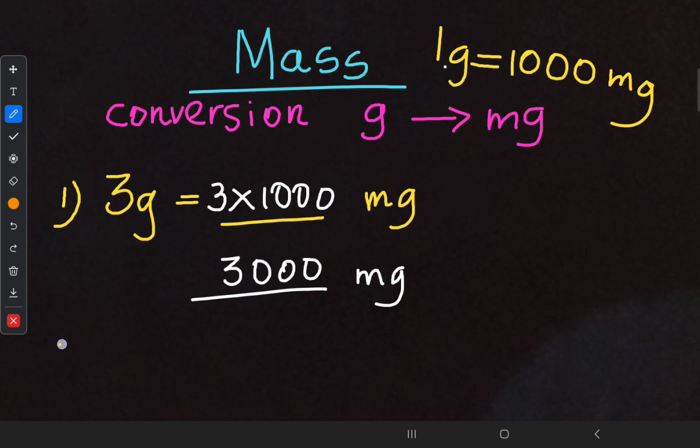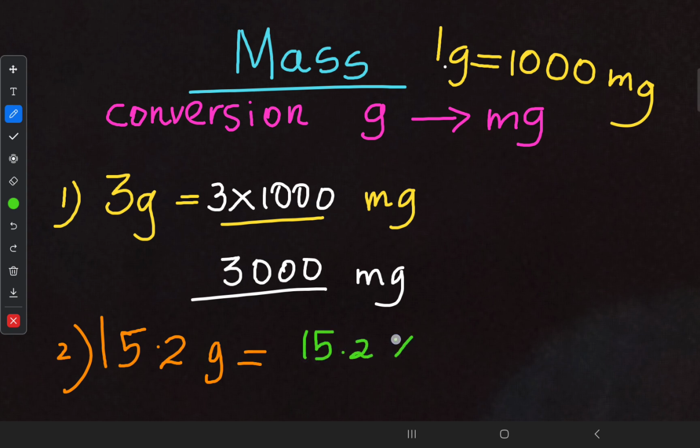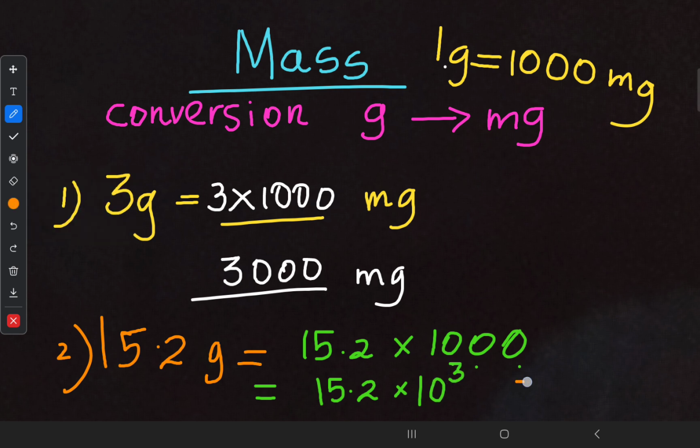When we deal with decimal values, here 15.2 grams to milligrams, what do we need to do? We have to multiply 15.2 by 1000. We discussed how to multiply decimals under the topic called decimals. Here the task is easy. There are 3 zeros, so we can write it as 15.2 multiplied by 10 to the power of 3. When you multiply, the decimal should move 3 digits rightwards.